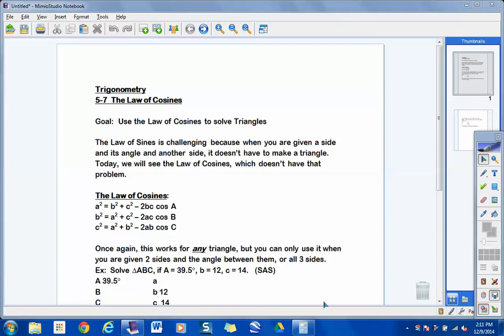Last section was about the law of sines, and we had that nice formula for it. We found out most times there's either 0, 1, or 2 triangles.